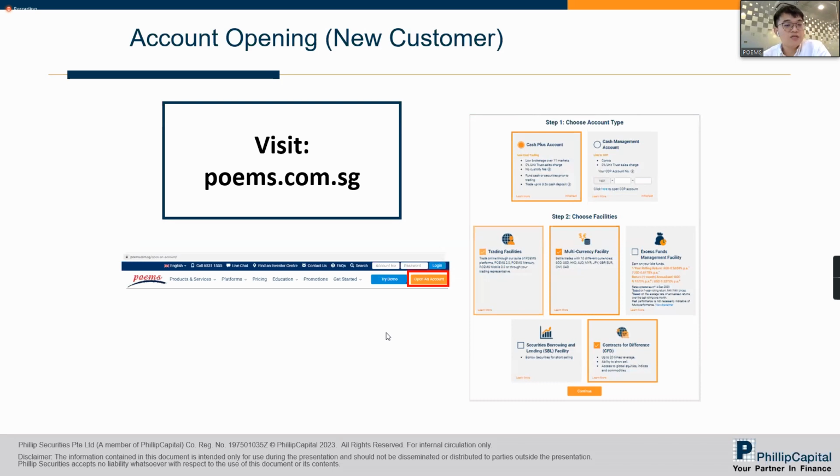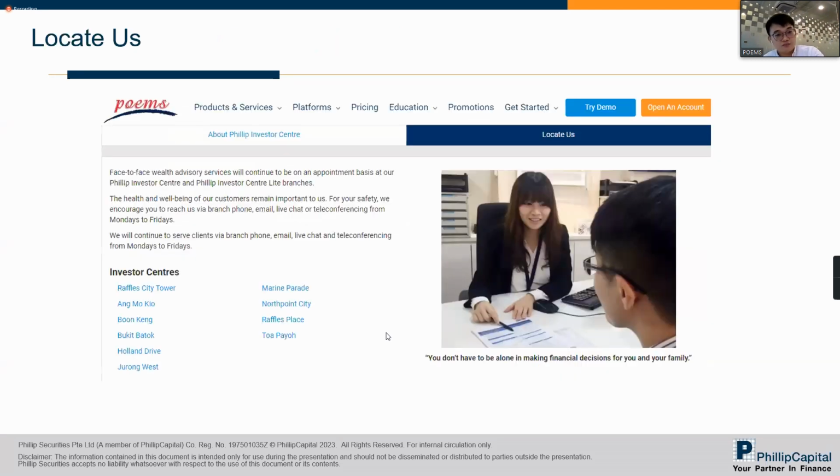So for a new customer, you can visit our website, poems.com.sg. This is the way. When you open an account, a Cash Plus account, you choose Cash Plus account. In step 2, you choose the facilities: trading facilities, multi-currency. You may tick all, and the last thing, the most important thing, is the CFD. You must tick that to open an account with us.